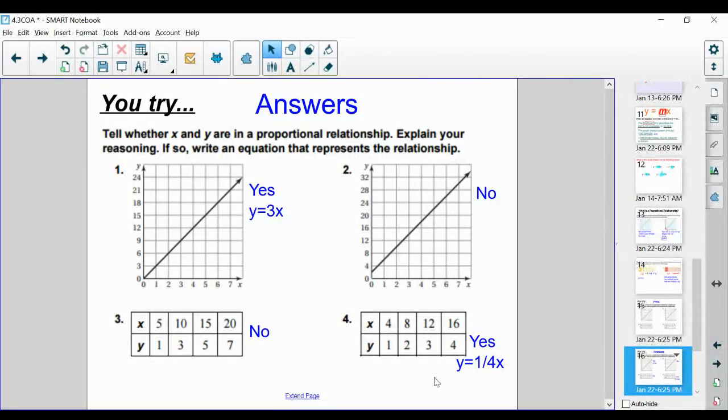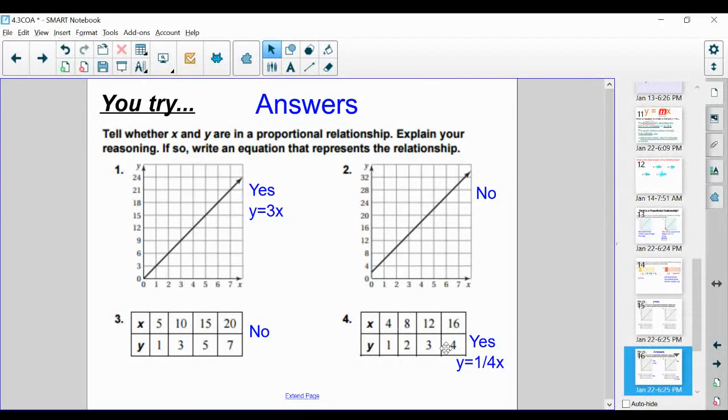4 is proportional. There is a constant number. We multiply our x's by 1/4. 4 times 1/4 is 1. 8 times 1/4 is 2. 12 times 1/4 is 3. 16 times 1/4 is 4. So that's how we get the equation y equals 1/4x, because 1/4 is our slope. It's the number we're multiplying x by every single time.